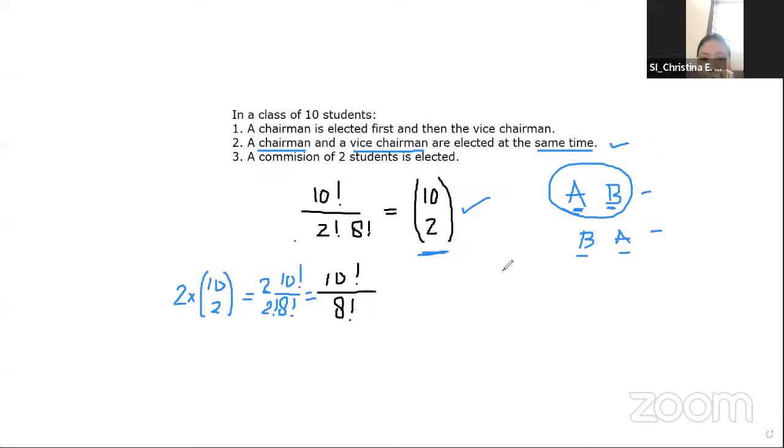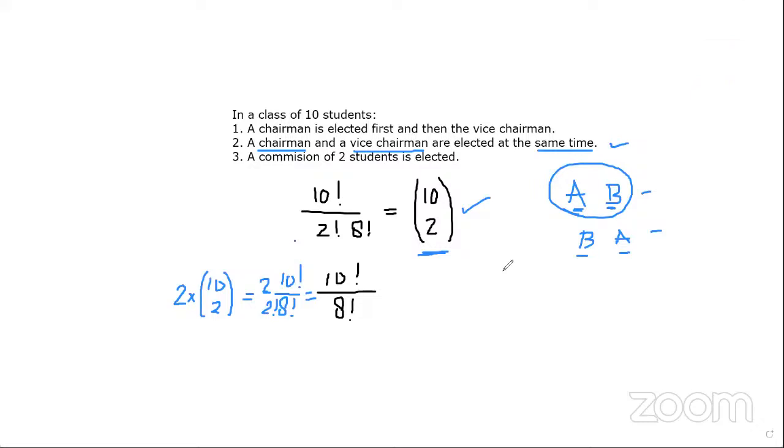Now number 3. Are the 2 students elected at the same time, or what are the conditions? The same time. So you just form a commission that consists of 2 persons, and those 2 persons are elected at the same time.